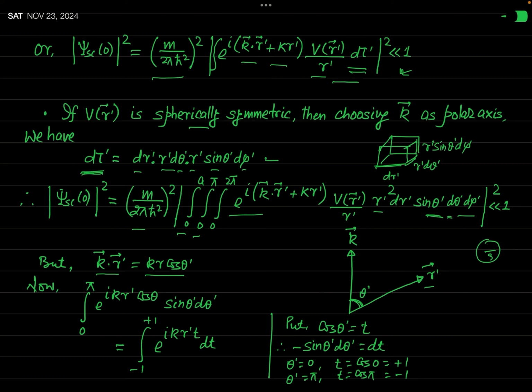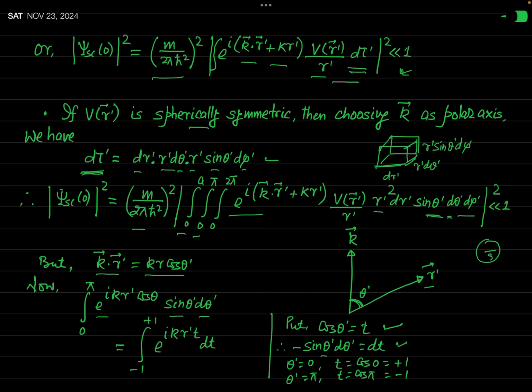So you can see this integral will be from 0 to pi of e to the power i kappa r dash cos theta dash sine theta dash d theta dash. Actually, to evaluate this integral you can use the substitution method. Let us put cos theta dash equal to t. Then if you take the differential of both sides, this will be minus sine theta dash d theta dash is equal to dt. Now check the limits.